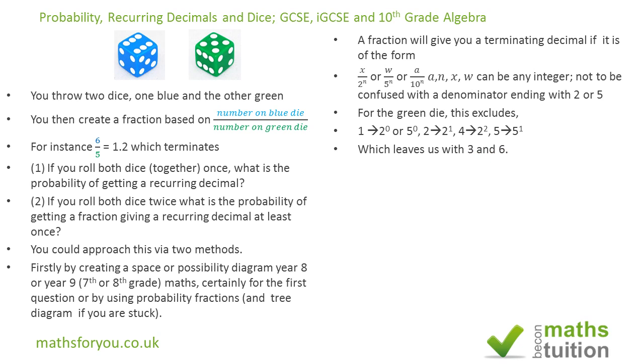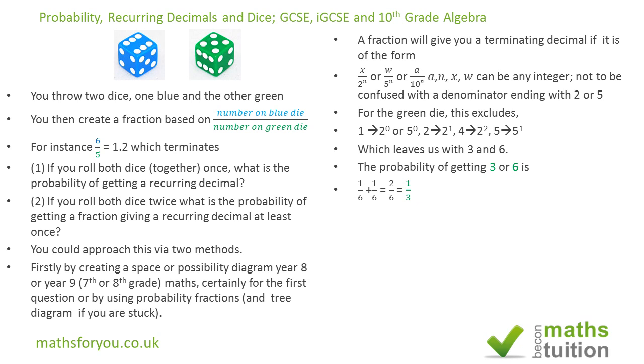The question then is, what is the probability of getting a 3 or a 6? Probability of getting a 3 is 1 over 6, and probability of getting a 6 is 1 over 6. If you add both, you get 2 over 6, which gives you 1 over 3.